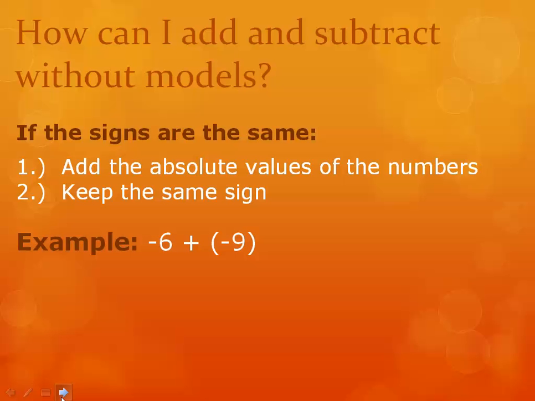So if they're both negative, the answer is negative. If they're both positive, the answer will be positive. So in our example, we have -6 plus -9. Since they have the same sign, we're going to add 6 and 9 together. 6 plus 9 is 15. So -6 plus -9 will be -15.